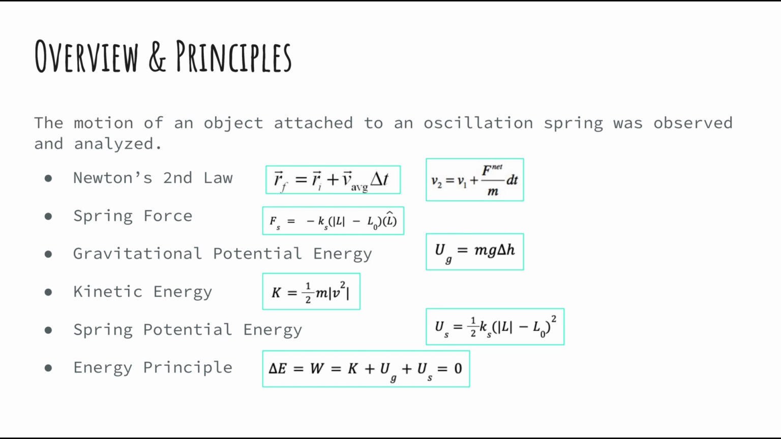Now, using the energy principle, taking the ball, spring, and Earth all into one system, this causes the total amount of work to be equal to 0. Therefore, the sum of all of the changes in energy is equal to 0.